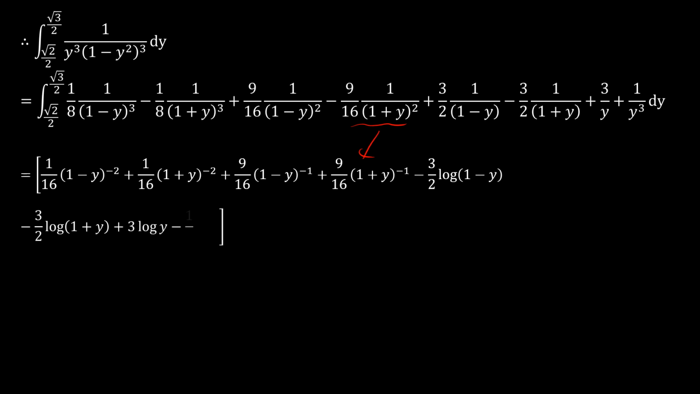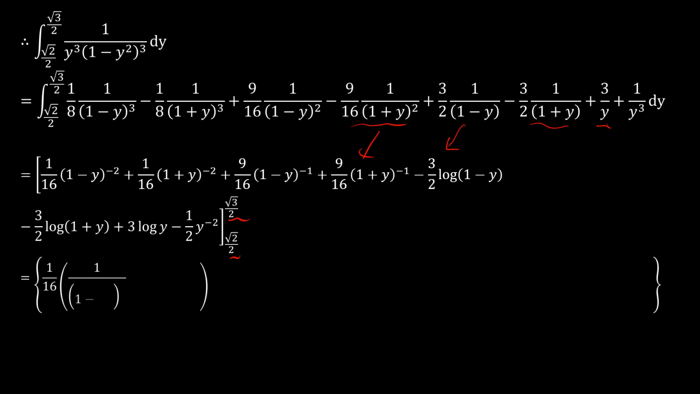This part here becomes this, negative 3 over 2 log 1 minus y. And this part here becomes minus 3 over 2 natural log 1 plus y. And this one here becomes 3 log y minus a half y to the power negative 2. And then we have our limits. So we substitute when y tends to the square root of 3 over 2.